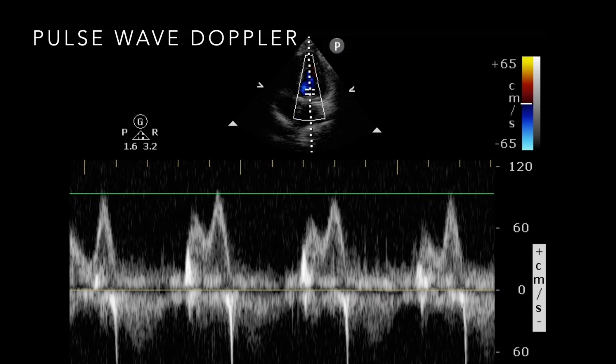You've got to be able to sample it fast enough. But as the velocity increases, eventually you're going to outstrip your machine's ability to send those pulses out fast enough, just because of the physical limitations of the speed of sound in that tissue.